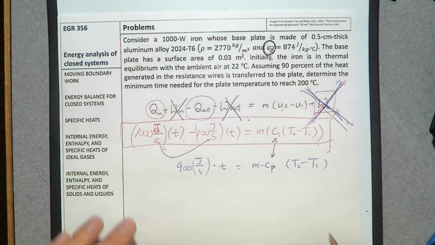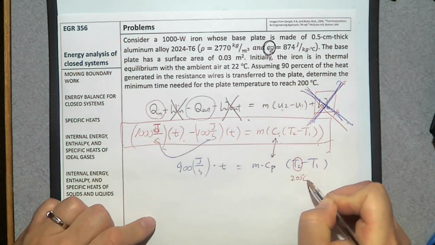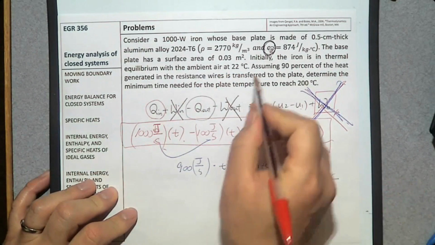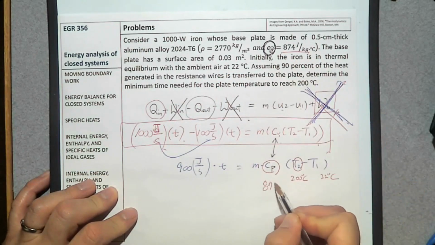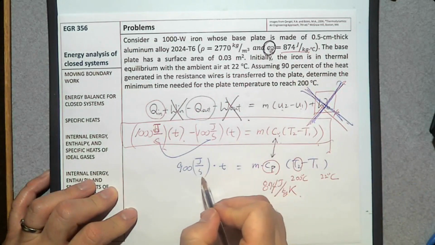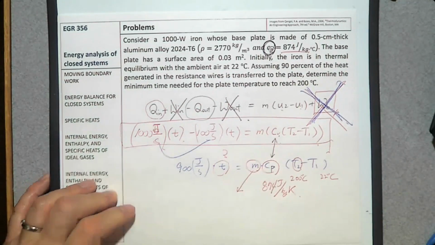Then from this equation, we have T2, the final temperature, 200. What is the initial temperature? 22 degrees Celsius. What is the specific heat? Right here, 874 joule per kilogram Kelvin. And we have everything. Time is the unknown. And what about the mass? Oh, we don't have the mass.